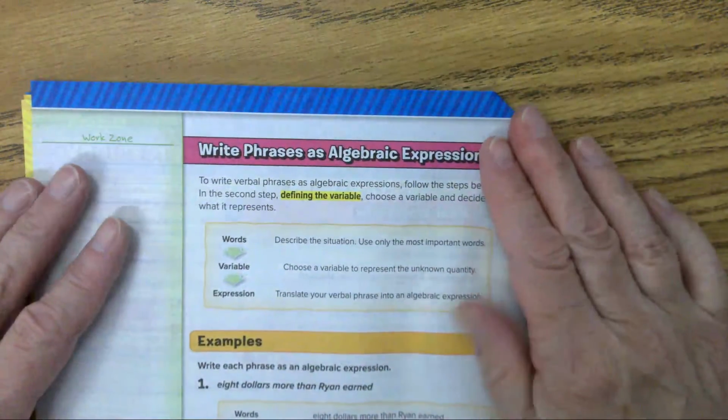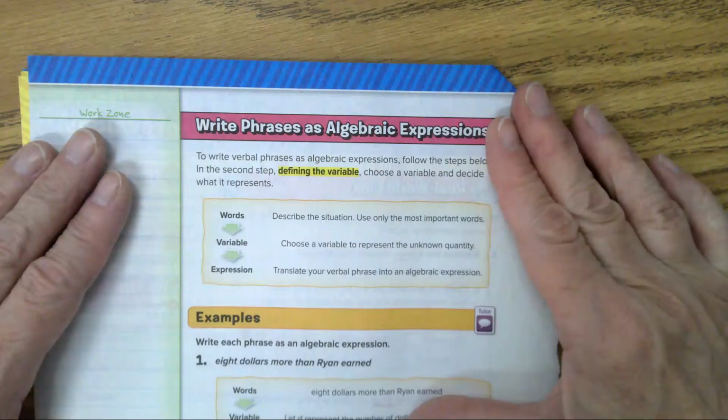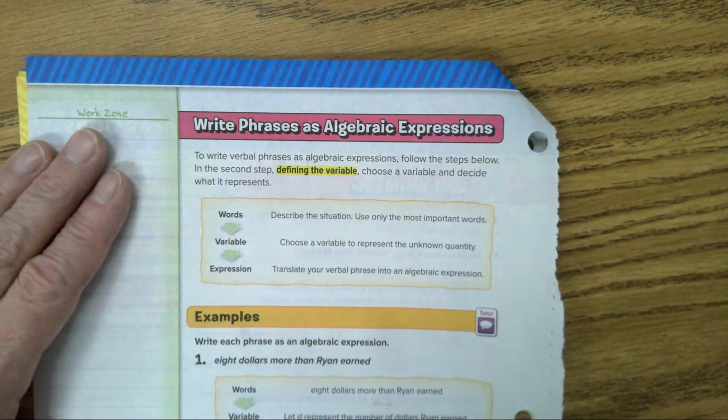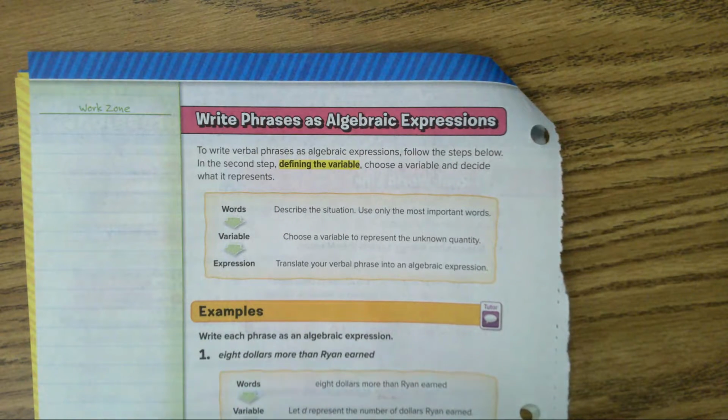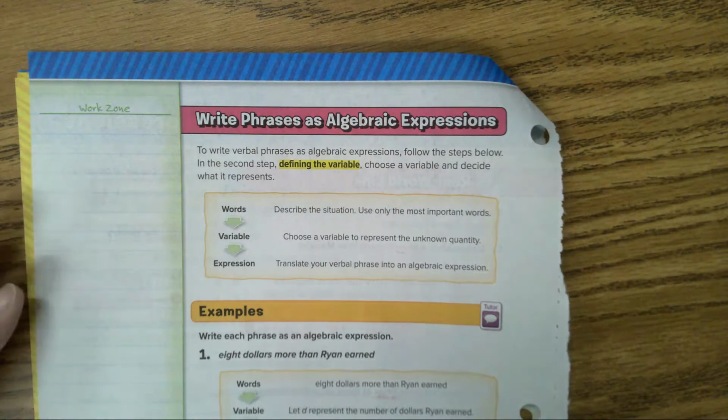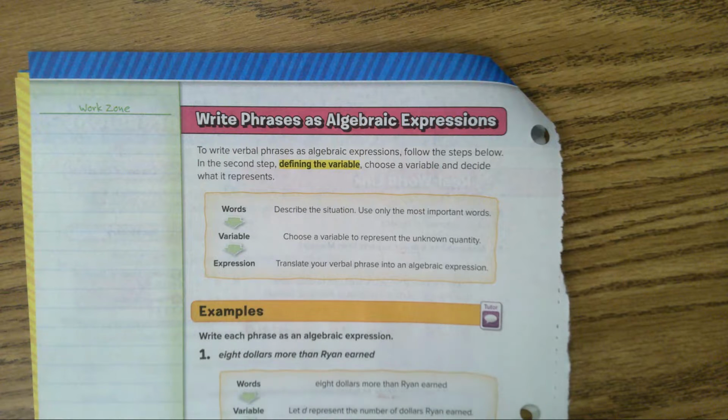Write phrases as algebraic expressions. To write verbal phrases as algebraic expressions, follow the steps below. In the second step, defining the variable, choose a variable and decide what it represents. Okay, they love for you to do this in iLearn. Choose a variable. All that means is a letter and tell me what the letter represents. You choose a letter and you tell me what it represents.